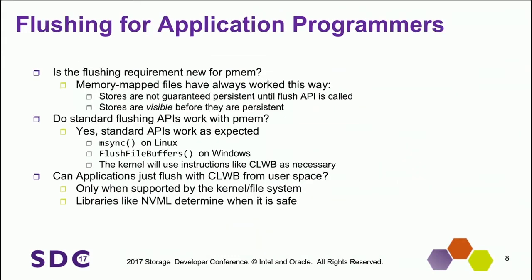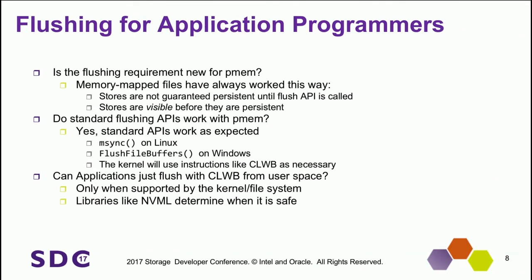So is flushing something that's new for persistent memory? No, those same APIs for memory mapping files, they've been around for 30 years, and it has always worked this way. After you do the stores, you have to use the API to flush. That means calling msync or fsync or FlushFileBuffers, depending on the OS. So this is not a new requirement for persistent memory. It's always worked this way.